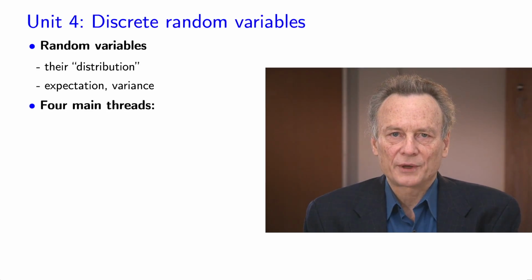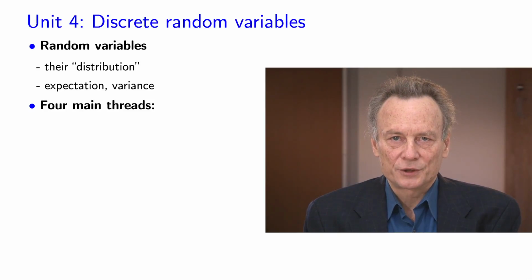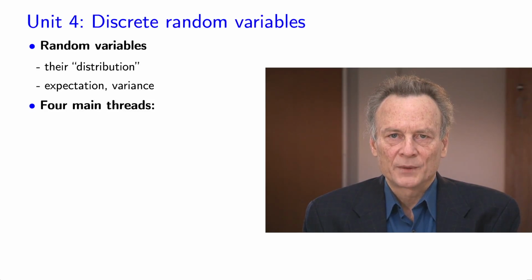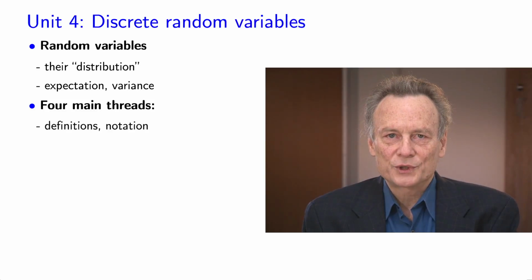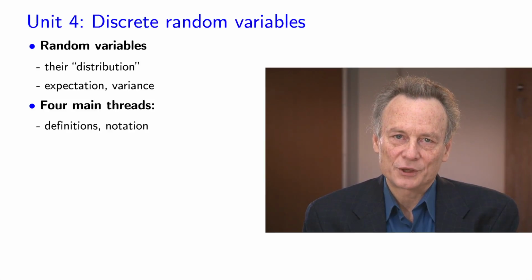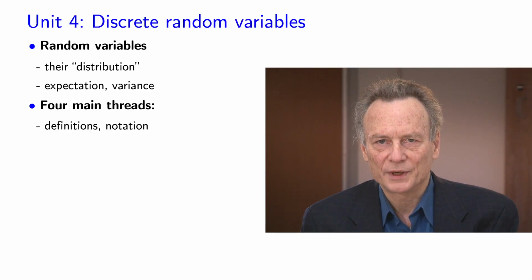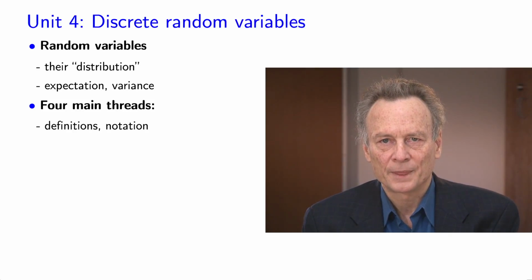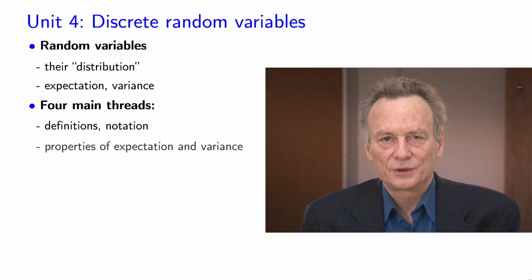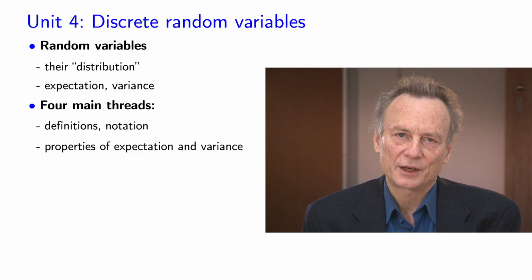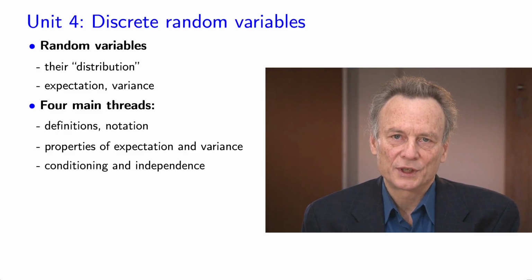There are 4 main threads in this unit that will be developed in parallel in conjunction with various examples. One thread is to introduce a fair amount of definitions and notation about the distribution of a random variable. To a large extent, this involves concepts that you are already familiar with, but in new notation. A second thread is the definition of the expected value and the variance, and a look at some of their properties. A third thread is related to conditioning.